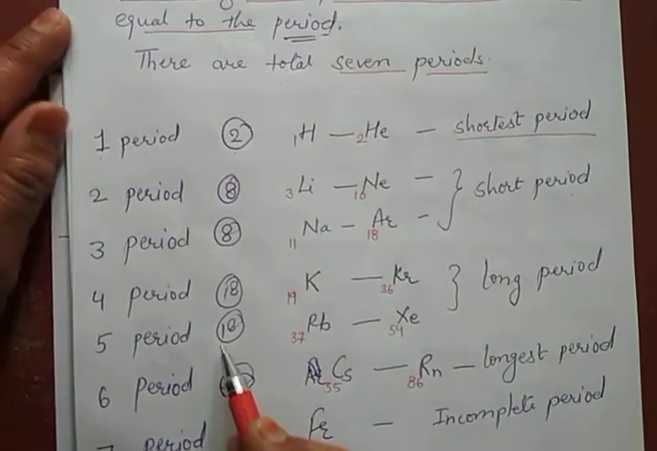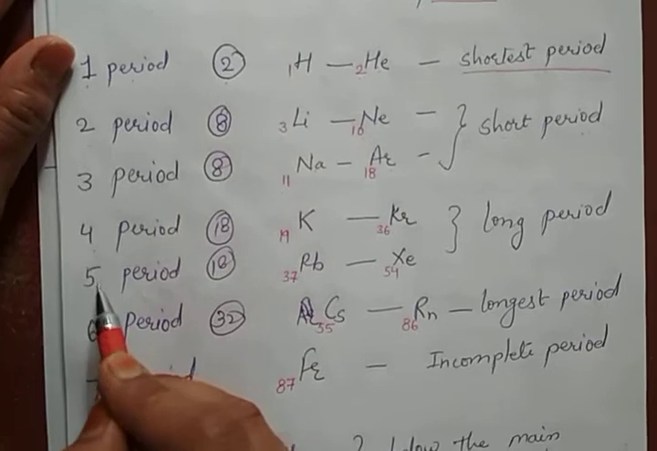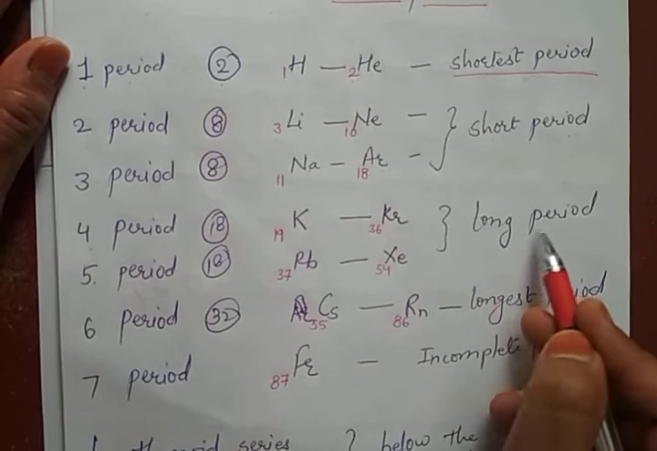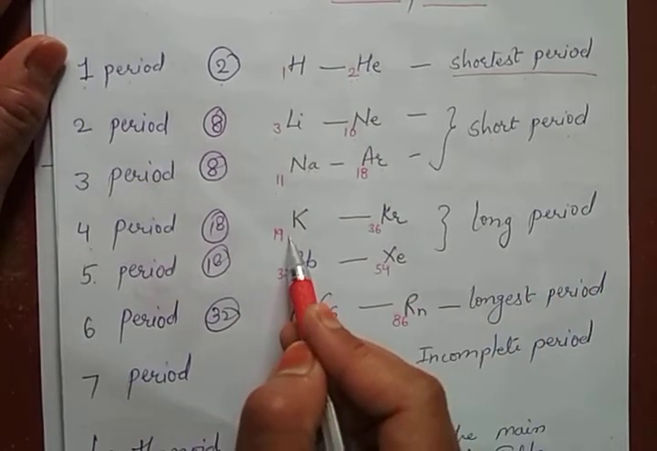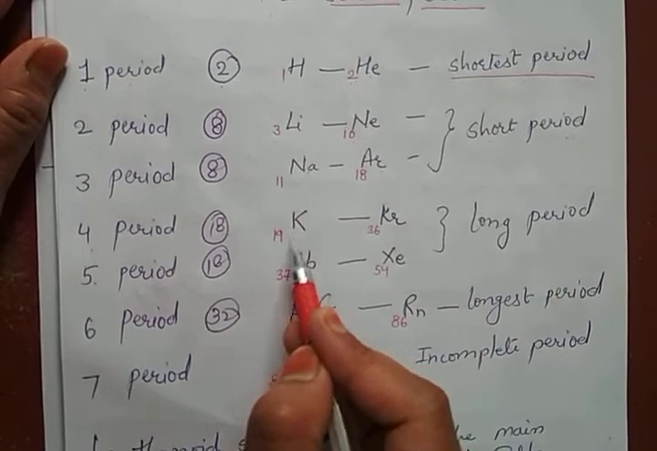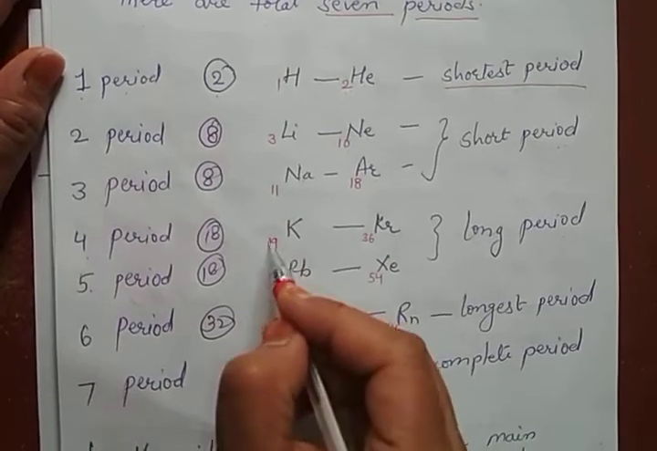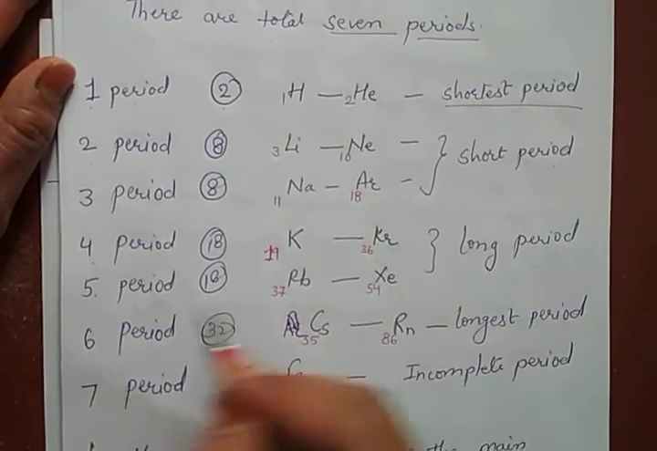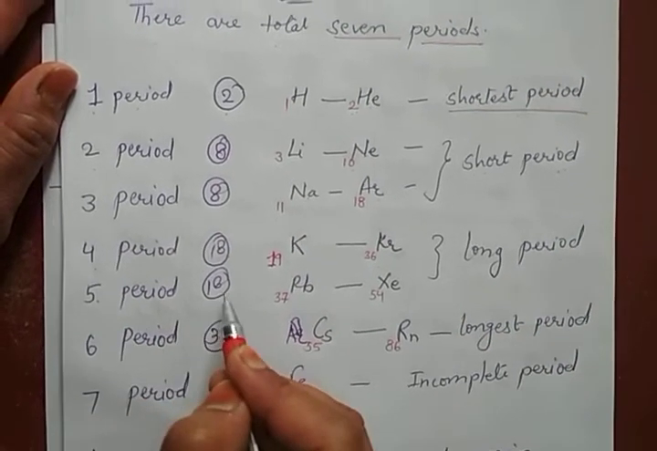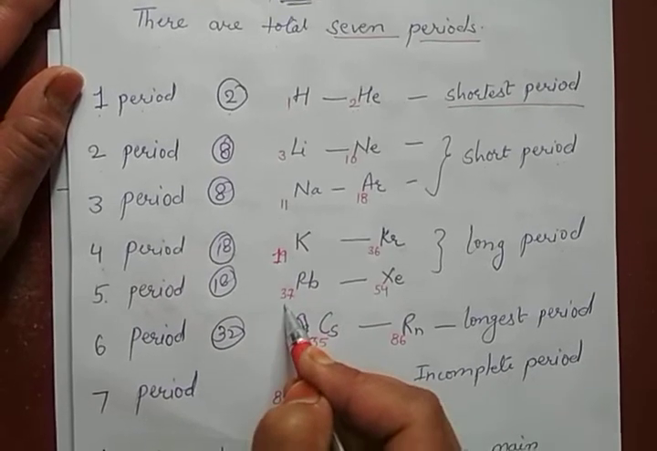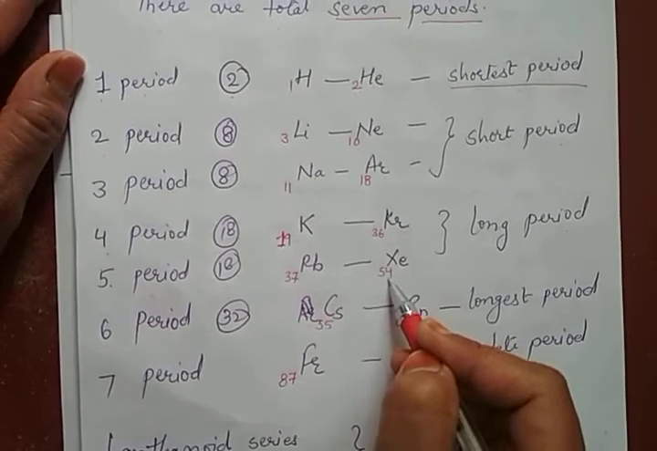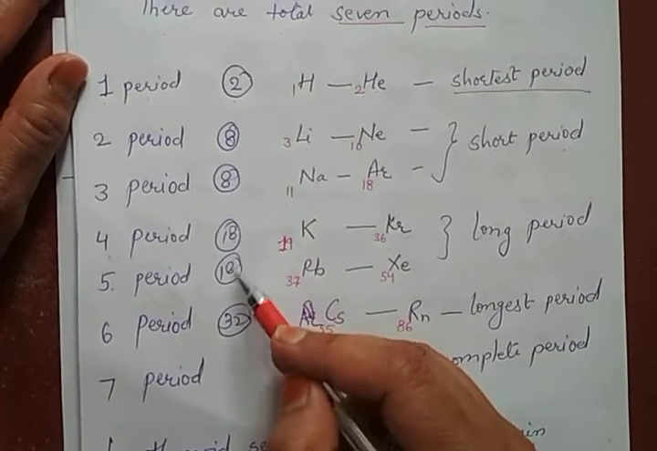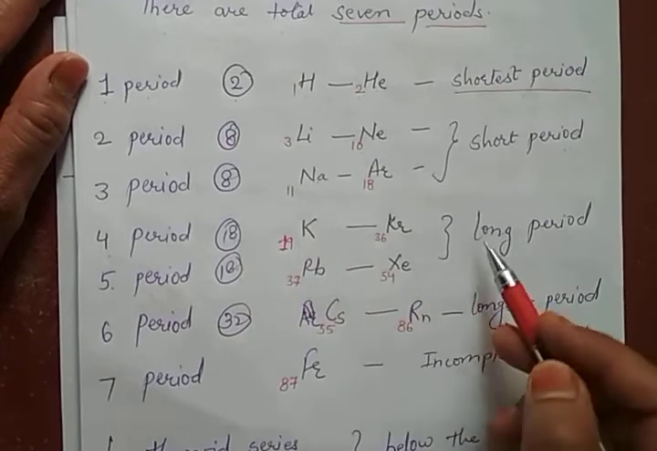Now the next, the 4th and 5th periods, contain 18 elements each, and both are called long periods. The elements of the 4th period start with potassium, atomic number 19, up to krypton, atomic number 36. And the elements present in the 5th period start with rubidium 37 up to xenon 54. As both the 4th and 5th periods contain 18 elements, they are called long periods.